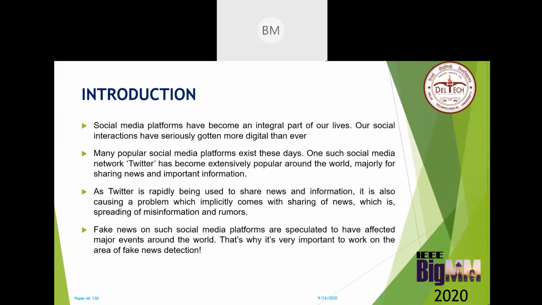As all of you must be knowing, social media platforms have become an integral part of our lives, be it for sharing news or socially connecting, or for entertainment purposes. So our lives have become more and more digital than ever. One such social media platform, Twitter, has become extensively popular for sharing news. As per the reports in 2020, there are around 330 million active users on Twitter. But as Twitter is rapidly being used to share news and information, it is also causing a problem which implicitly comes with the sharing of news, which is the spreading of misinformation and rumors.